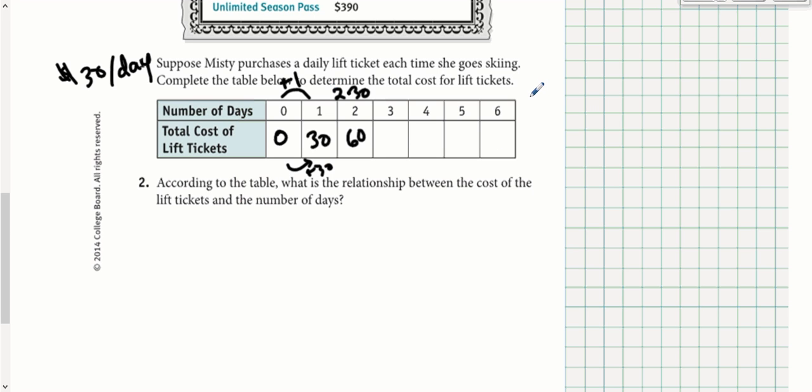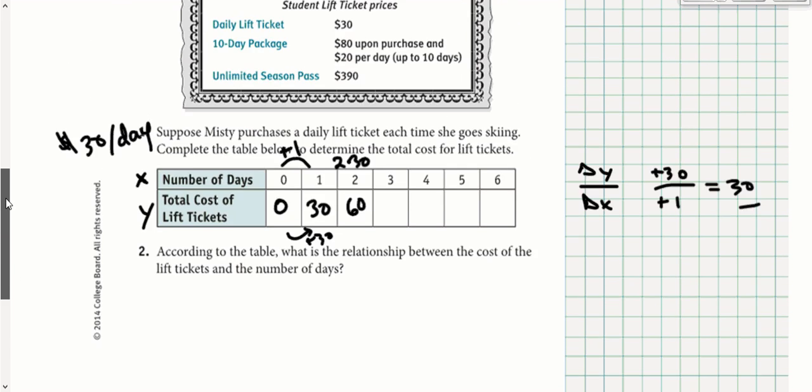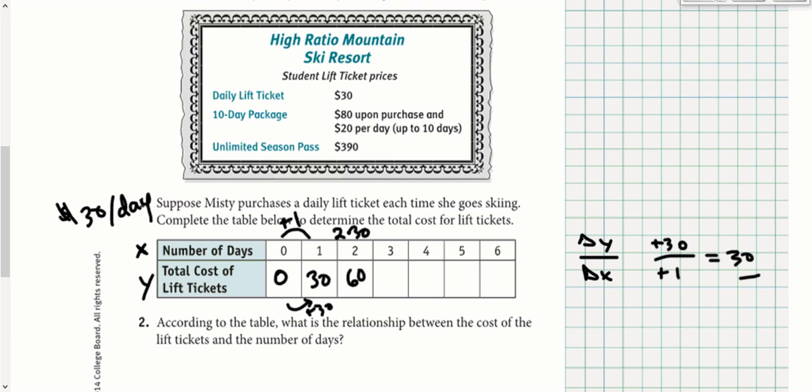Remember, the top row would be your x value and the bottom row would be your y value. So if you're talking about delta y over delta x, delta y is positive 30, and delta x, which is the top, would be positive 1, and our slope is 30. That's what you're doing on the first page.